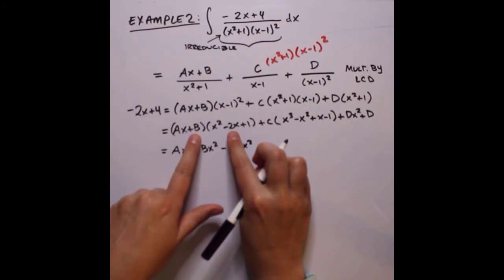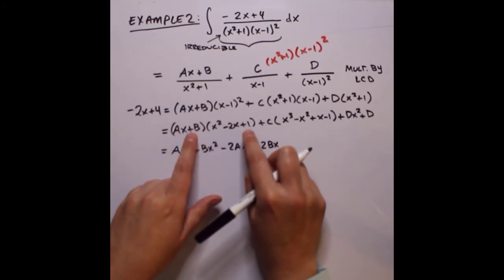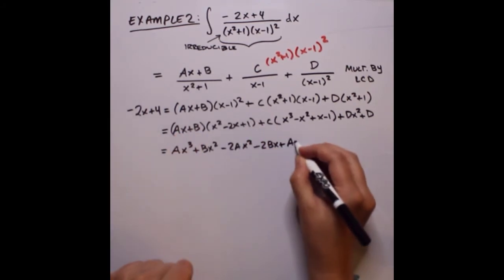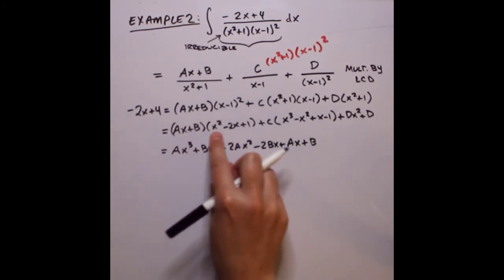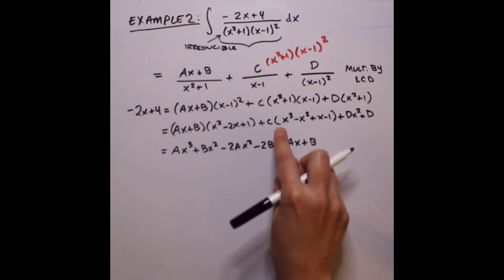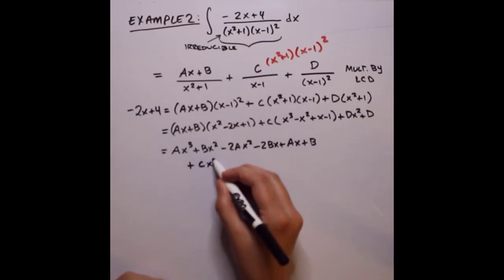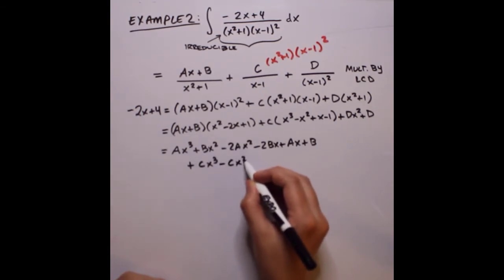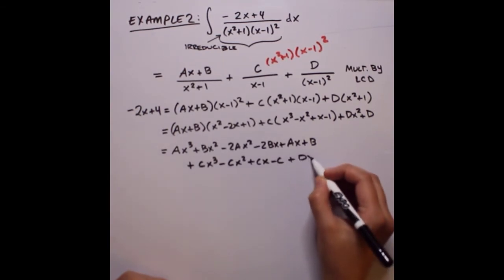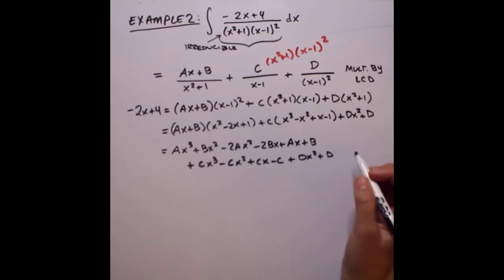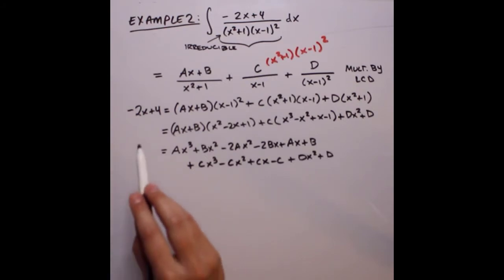And then negative 2 times bx. And then we have ax times 1. And then b times 1. All of that was from the very first term over here. So I'm just going to keep going, and let me just go down to the next line. This is plus c times x cubed minus cx squared plus cx minus c, last terms, plus dx squared plus d. Okay, so all of this equals the left side of our equal sign.